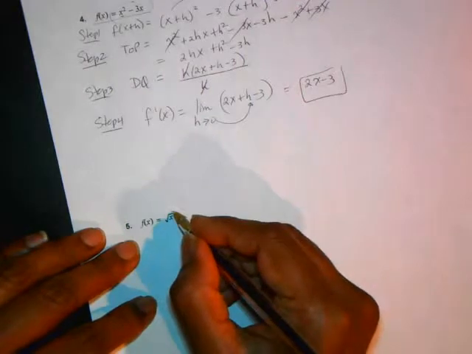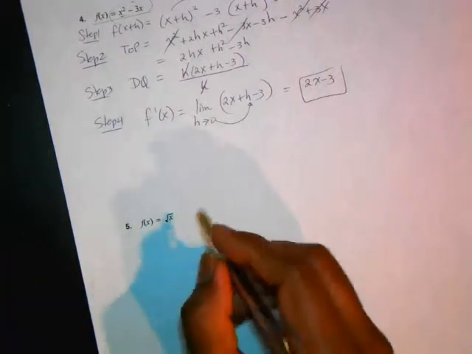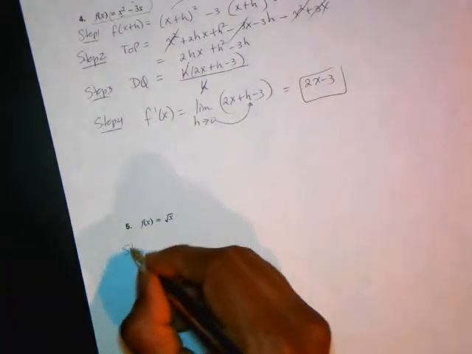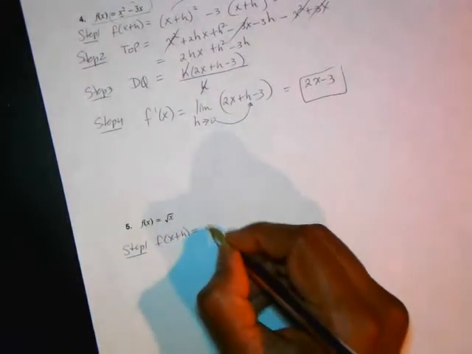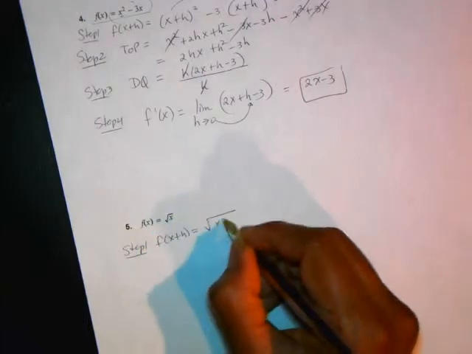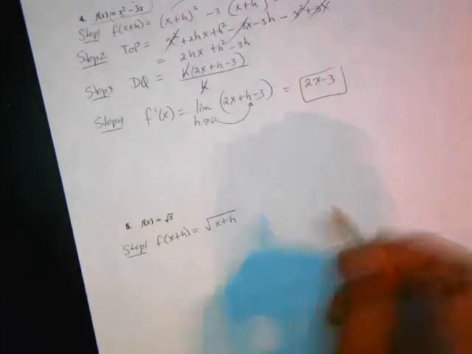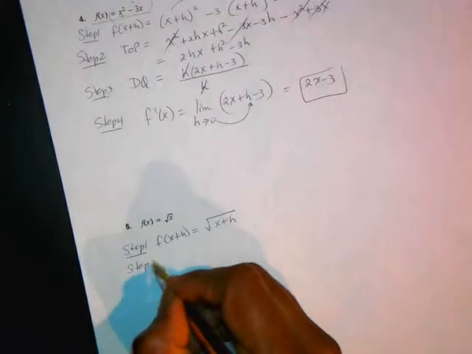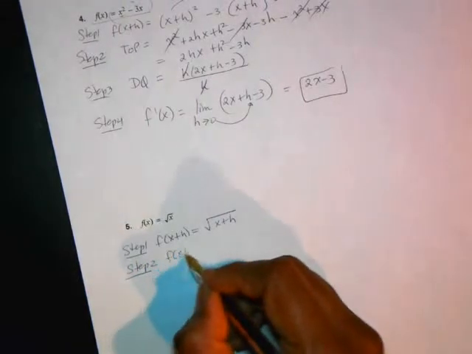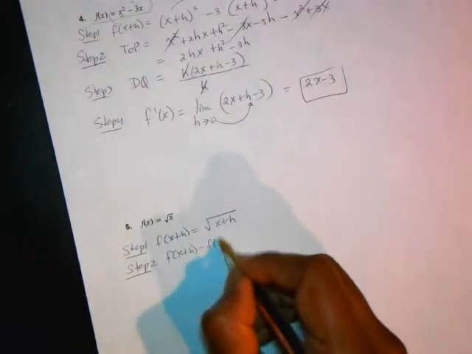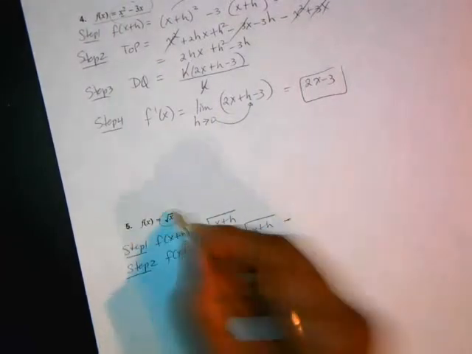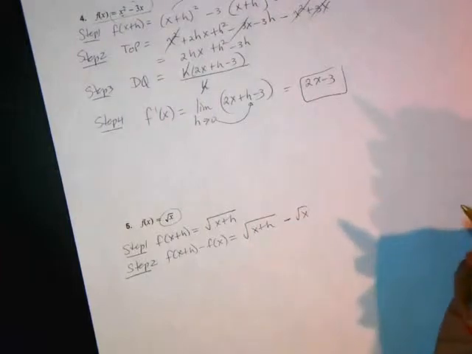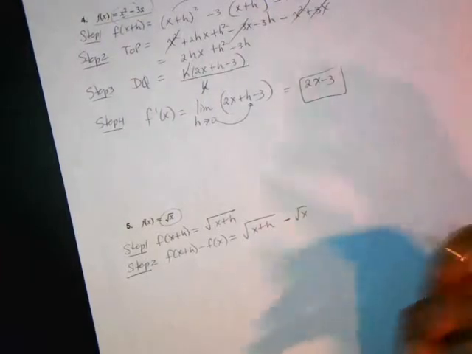Now the last example is a strange one. This is not a quadratic or linear. It's a square root function. So when I go to do step 1 and write out f of x plus h, I end up with the square root of the input, which is x plus h, and I can't really go any further with this. So I'll move on to step 2, which is f of x plus h minus f of x, which is this, minus the function root x. Once again, I can't go any further with this, so we'll move on.